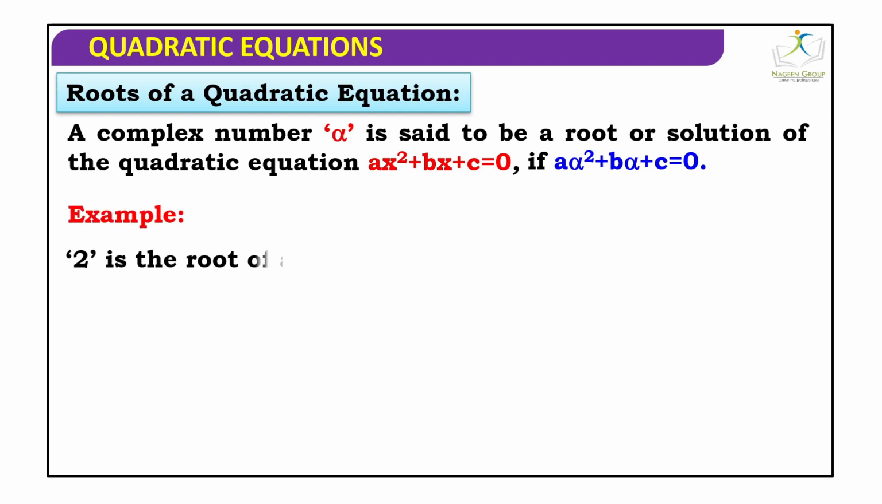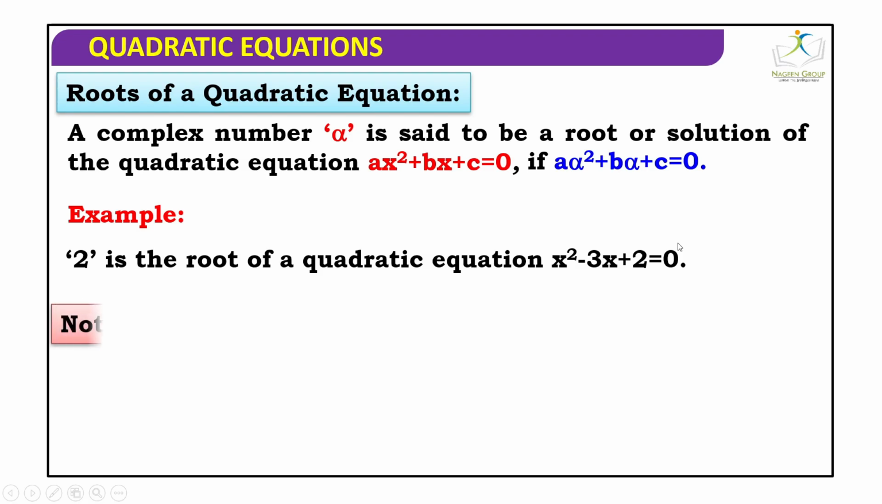Now, let's understand the example. Here we are saying this is the quadratic equation x square minus 3x plus 2, and 2 is the root here. So what it means is that as you put this 2 at the place of x, this should completely be equal to 0. So let's understand this.